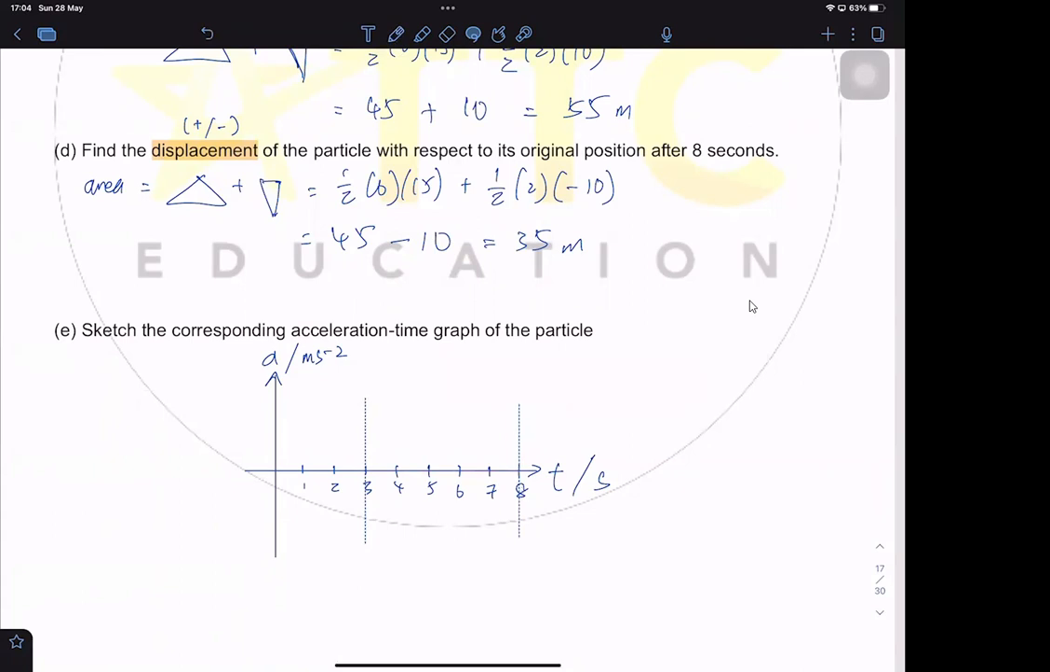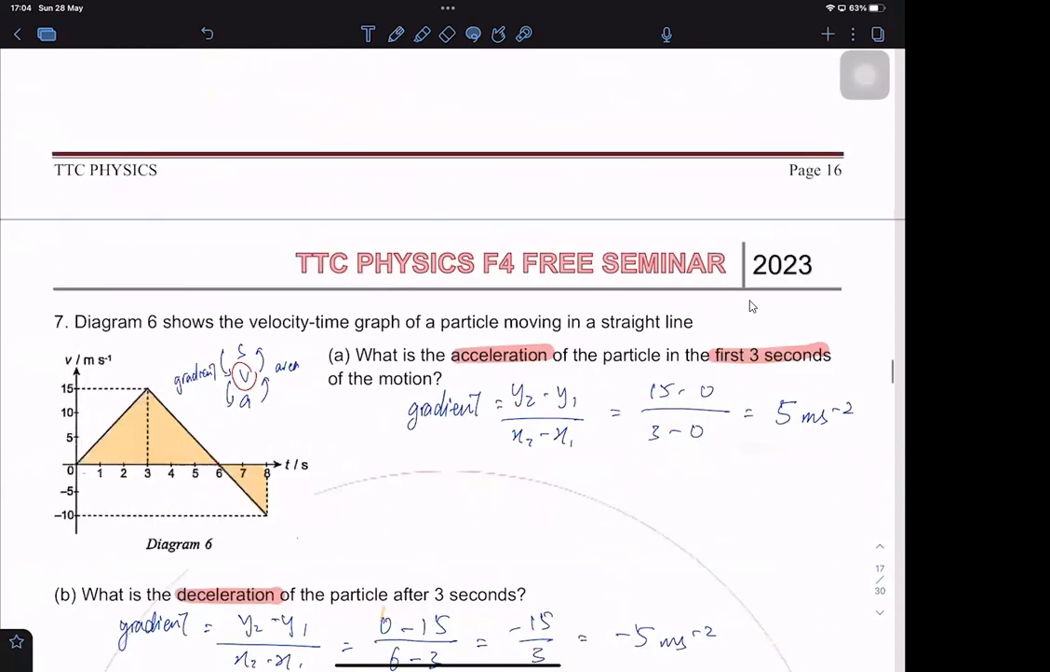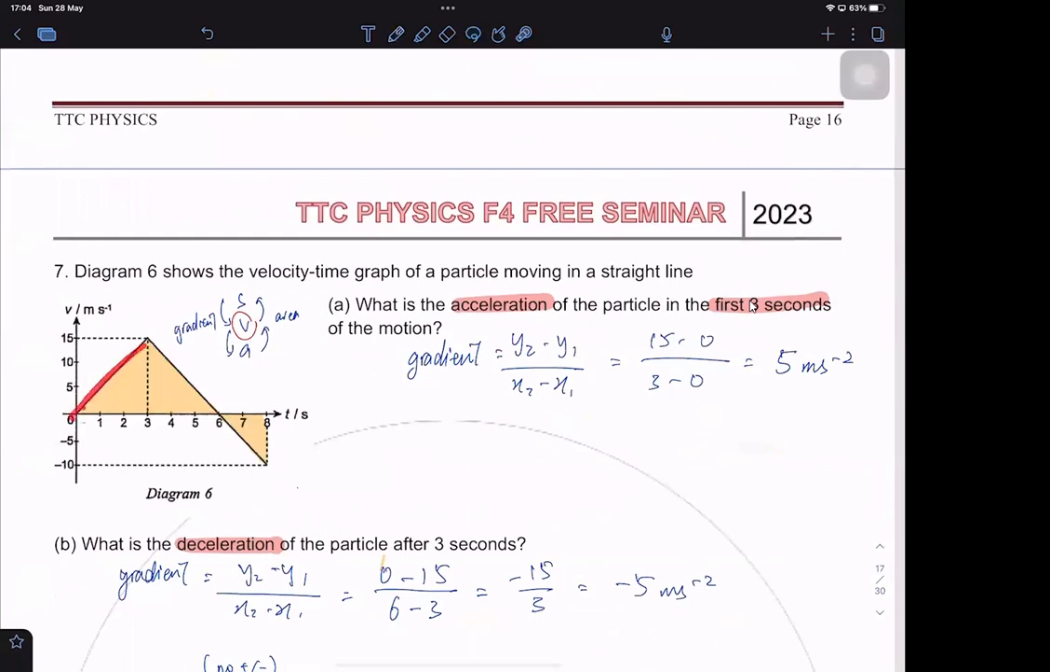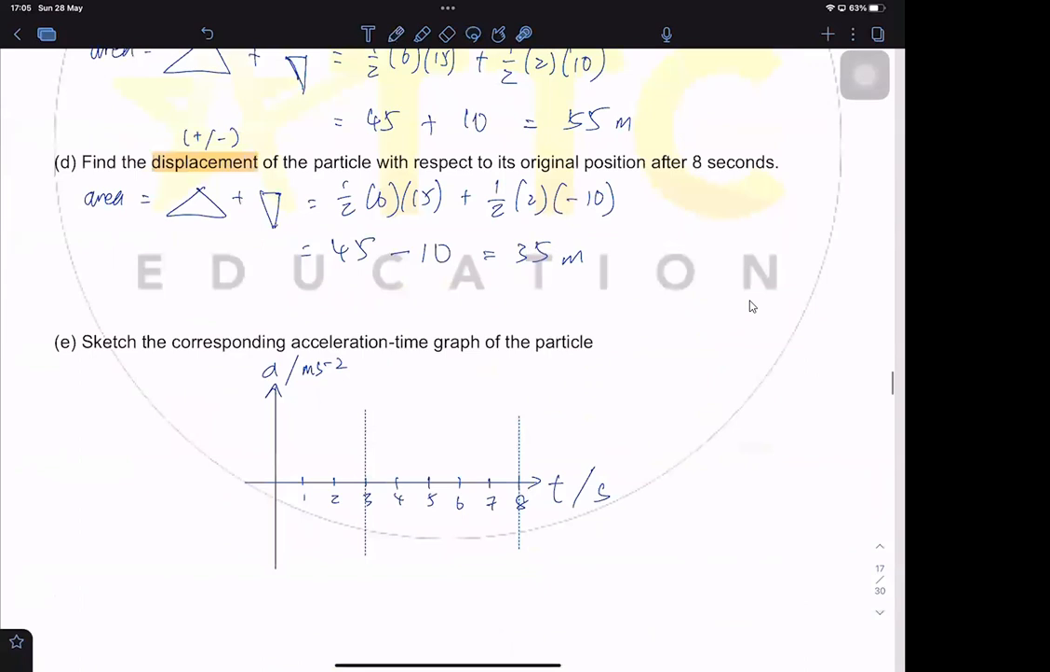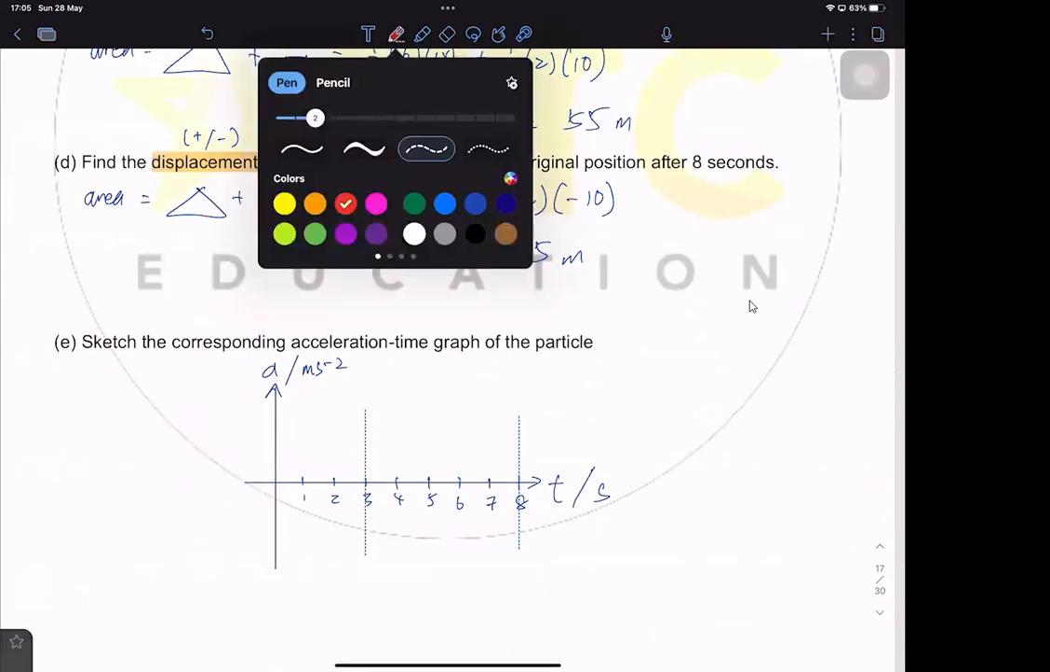Okay, all right. Now let's see. For the first 3 seconds, your acceleration is 5. So we're just going to draw 5.